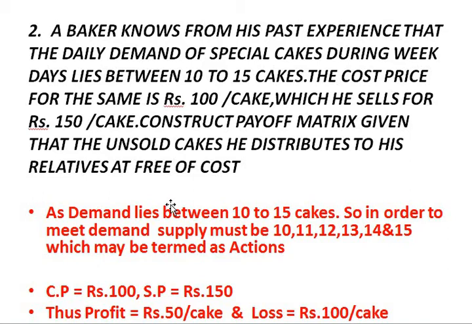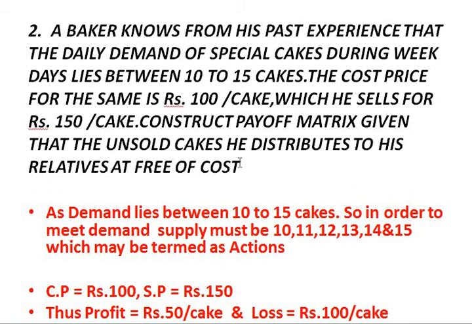Second example, suppose a baker knows from his past record that the demand for cakes lies between 10 to 15. So it is 10, 11, 12, 13, 14 or 15. So from his side supply will be 10 to 15. Demand, the number of customers, may be 10 to 15 again. And what is the purchase price? 100. Selling price 150. So his profit will be 150 minus 100, which is 50.